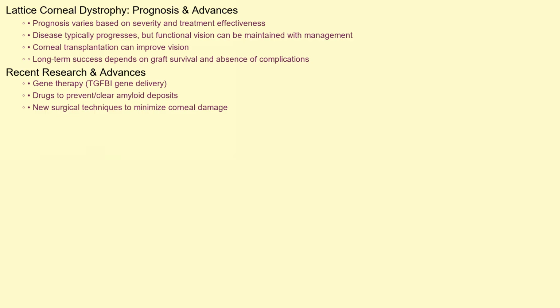Gene therapy, which involves delivering a normal copy of the TGFBI gene to the corneal cells, is a promising area of research. Other potential therapies include drugs that can prevent the formation of amyloid deposits or promote their clearance from the cornea. Researchers are also exploring new surgical techniques to minimize corneal damage and improve transplant outcomes. These ongoing efforts offer hope for more effective treatments and a better prognosis for individuals with lattice corneal dystrophy.